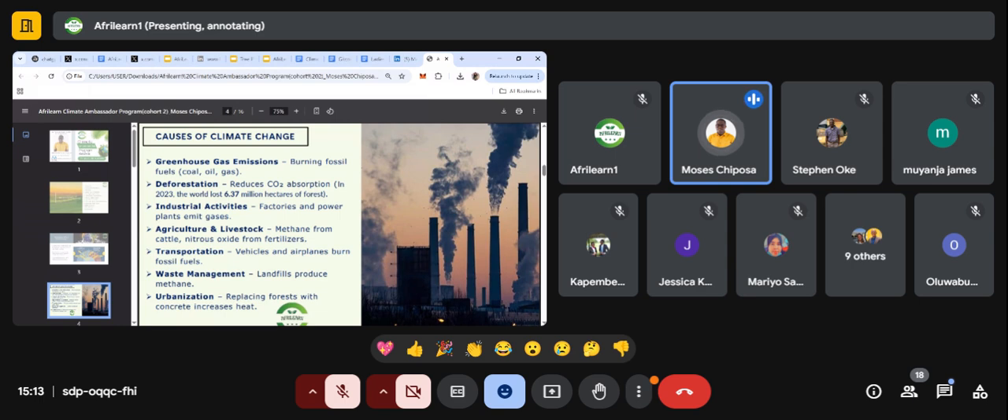And then things like industrial activities. Factories and power plants burn fossil fuels, releasing CO2, methane, and other pollutants into the atmosphere. When we talk of agriculture and livestock, animals like cattle produce methane during digestion, and fertilizers also release nitrous oxide into the atmosphere. That's why you find that people are discouraging you from using chemical fertilizer because of this.